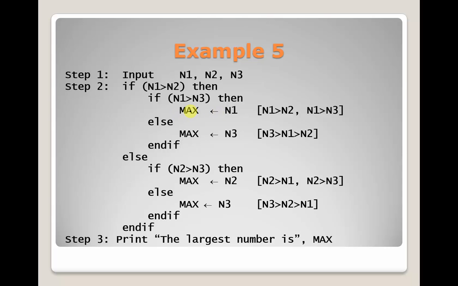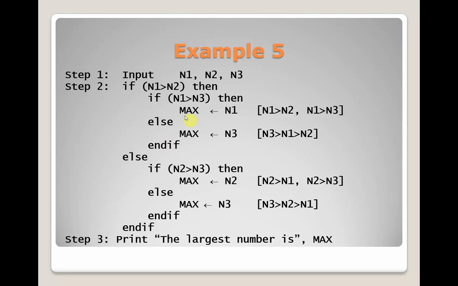Now by the basis of elimination, if N1 was larger than N2, but it's not larger than N3, then we know that N3 has to be the largest number, because obviously N3 is larger than N2. So we can immediately jump to this conclusion that N3 is the largest number and assign that result into the variable max, and then close out our end if statement, or our if statement here.